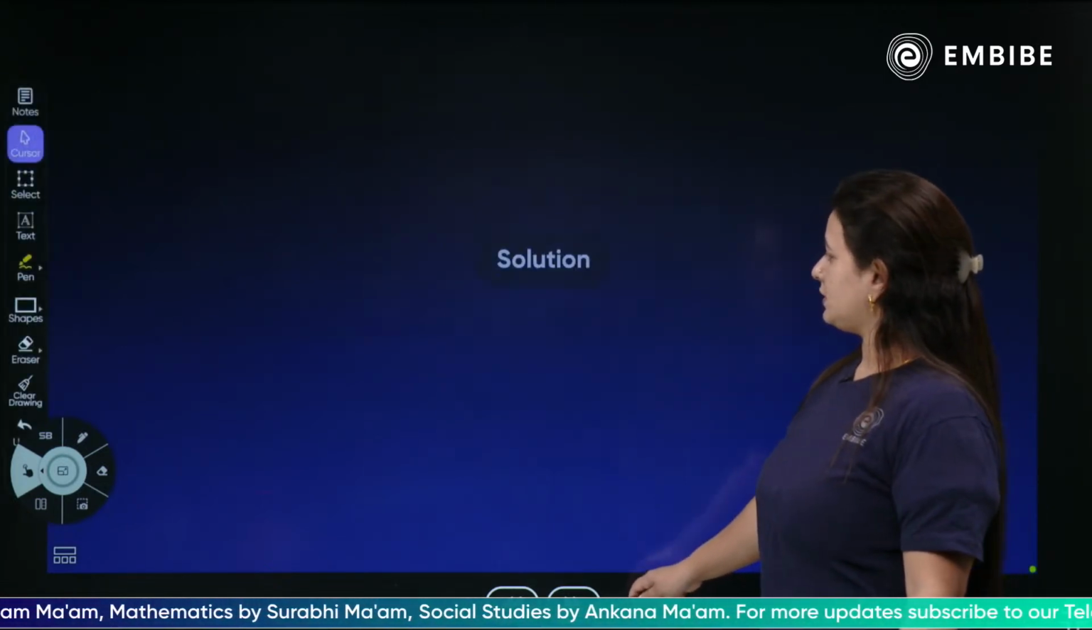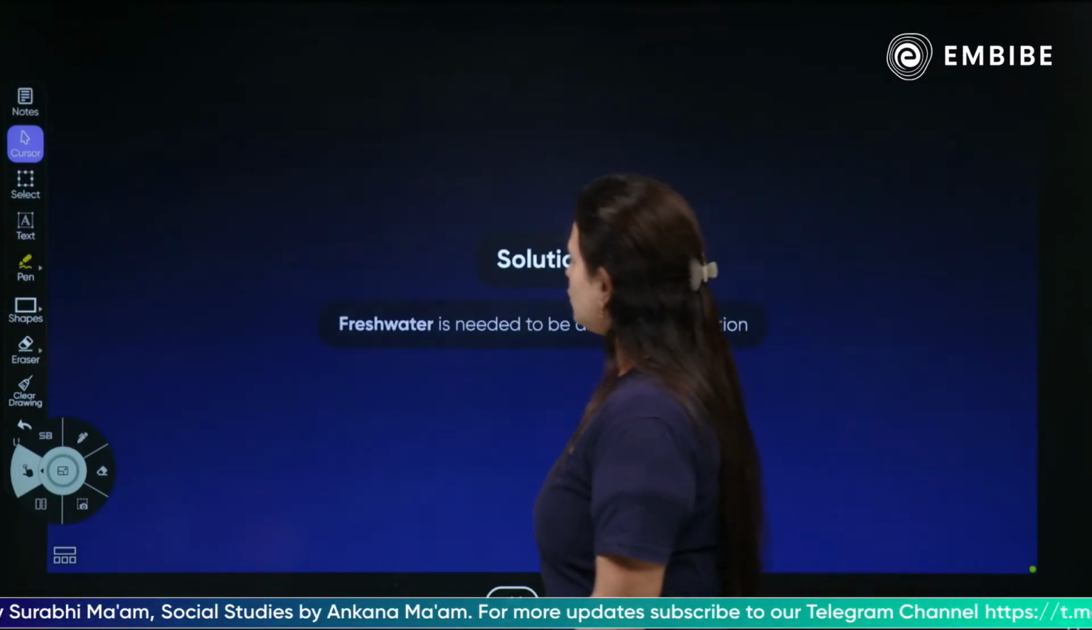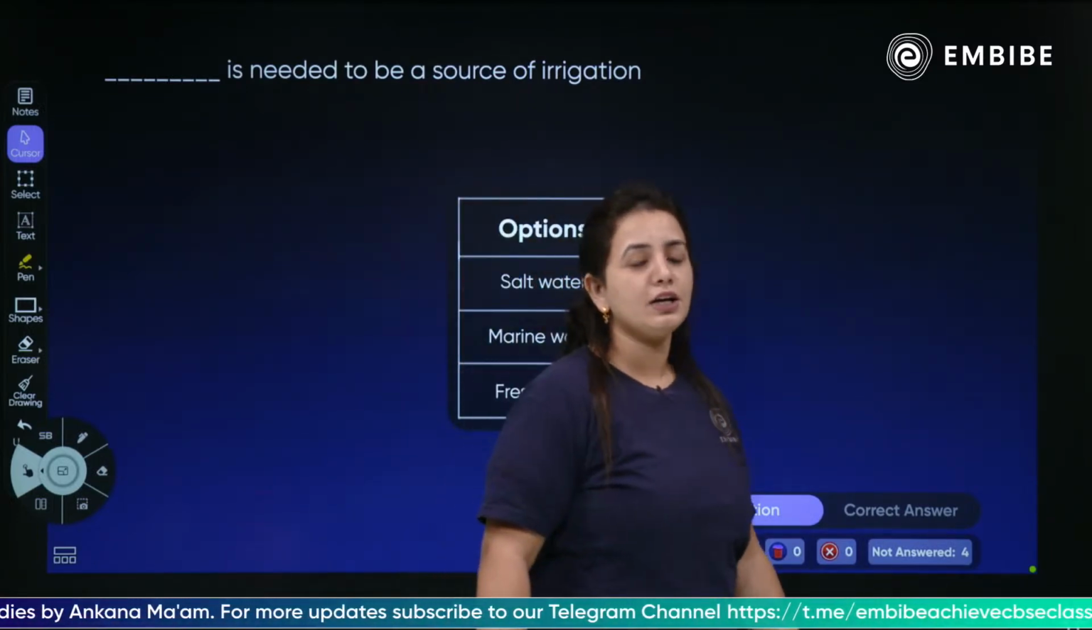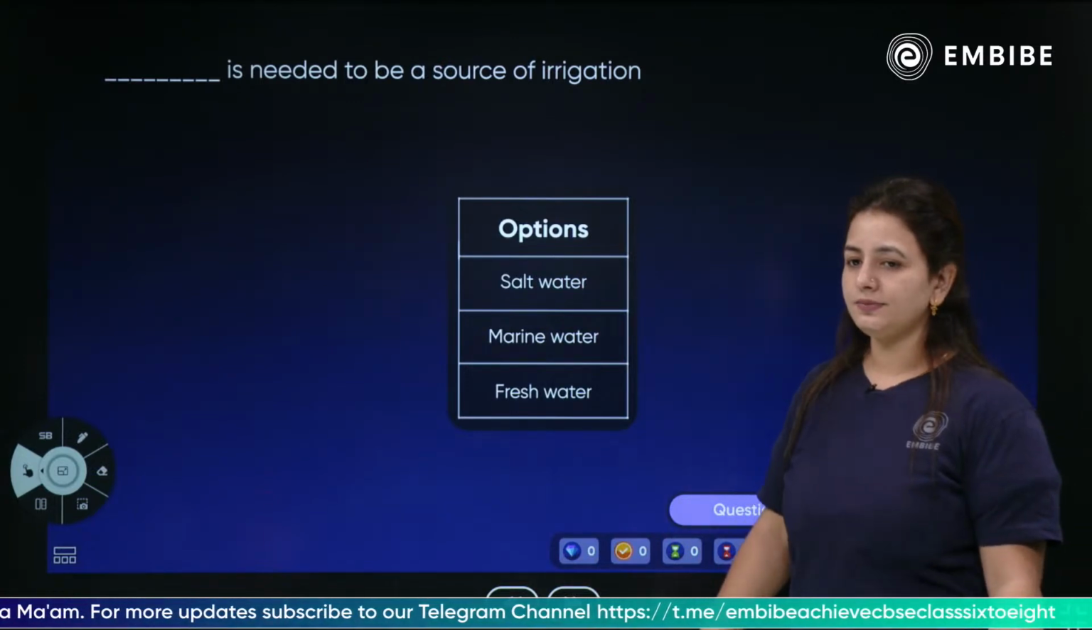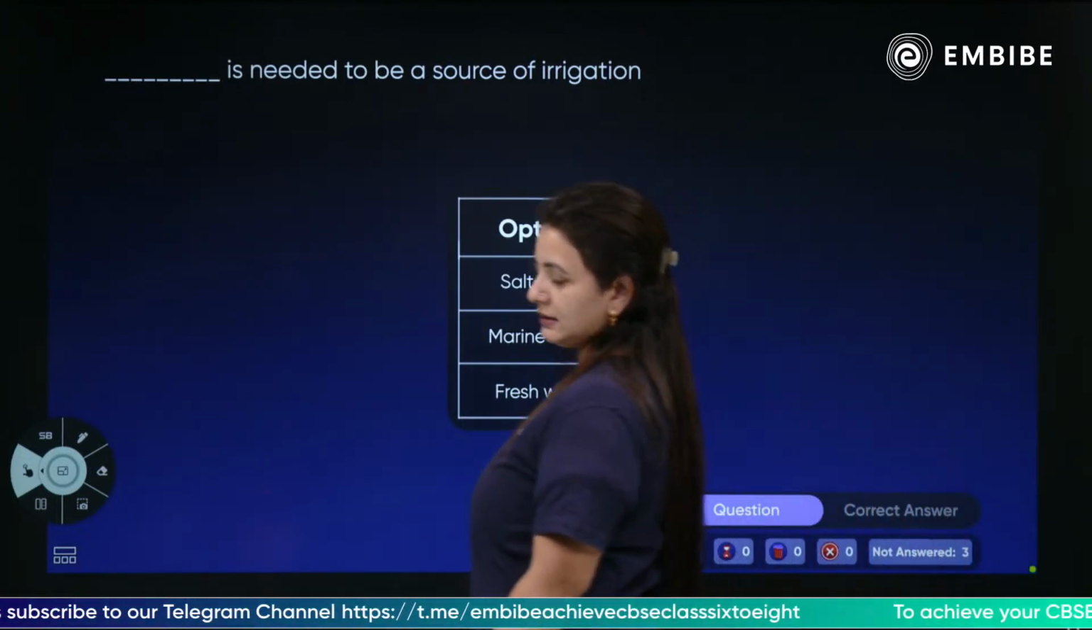Okay. Next we have, so children, talking about all this, is there any part which is not clear to you, children? Yes? If you want to attempt it, you can attempt it directly.